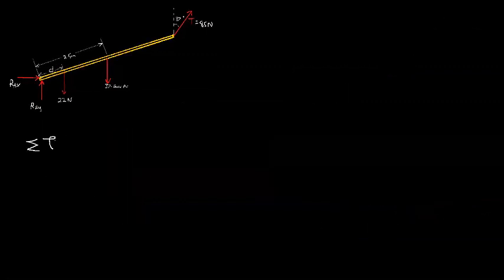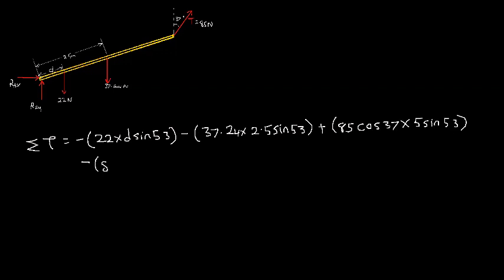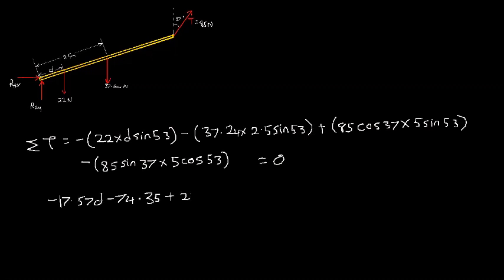And so the sum of our torques, taking anti-clockwise torque as positive, is equal to minus 22 times d sin 53, minus 37.24 times 2.5 sin 53, plus 85 cos 37 times 5 sin 53, minus 85 sin 37 times 5 cos 53. Solving this further, we can write minus 17.57d minus 74.35 plus 271.07 minus 153.92 equals 0.